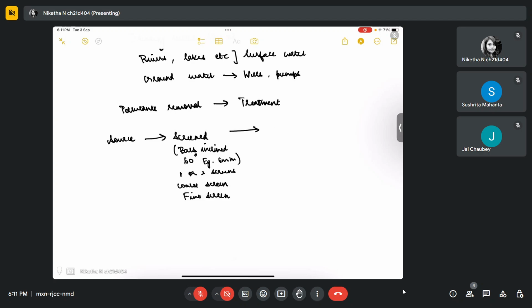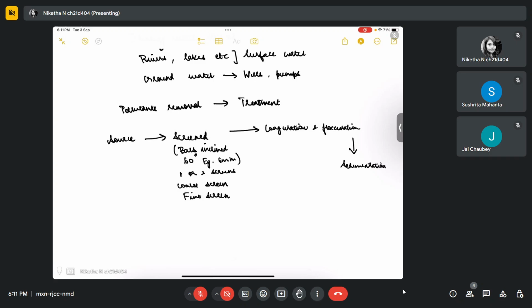After screening, the water will be taken for removing any kind of suspended solids, coagulated solids, and colloidal solids. That will be removed using coagulation and flocculation. Sometimes these processes are separated, and if there's any space constraint, then both will be combined together. That is coagulation and flocculation. And after coagulation and flocculation, there will be sedimentation.